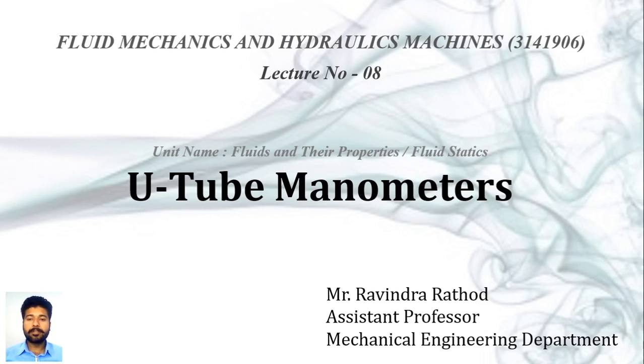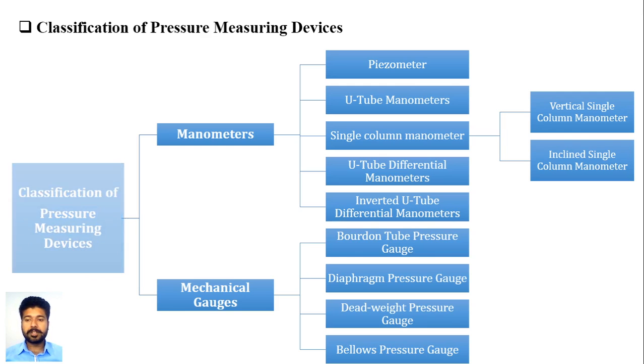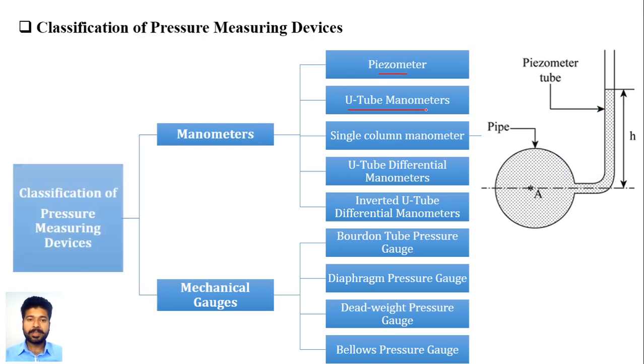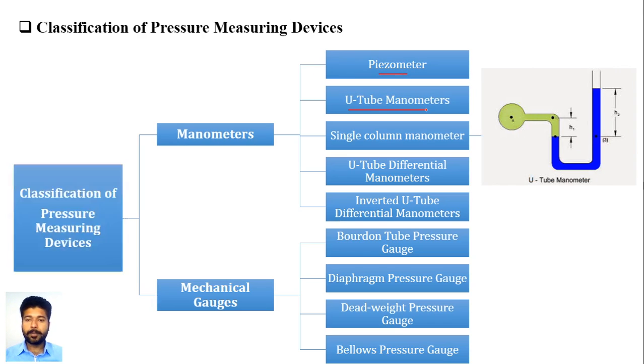If we talk about our previous session, that means lecture number 7th, in that lecture we have discussed the classification of pressure measuring instruments. So let's start further. This was all about our classification which we had discussed in the previous session. In today's session we'll see about the piezometer and the U-tube manometer. So let's start from the piezometer and what is the U-tube manometer.